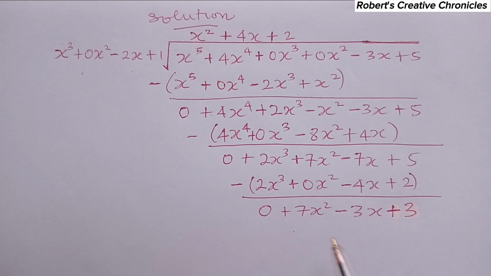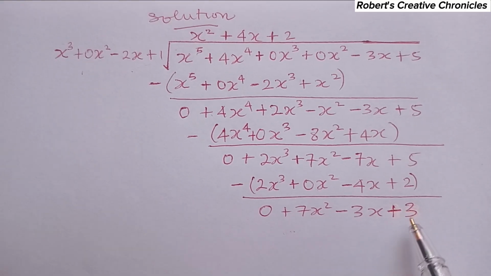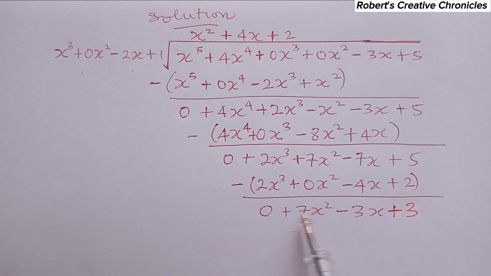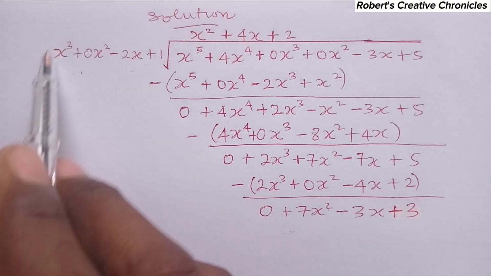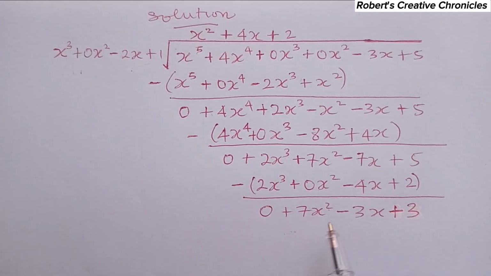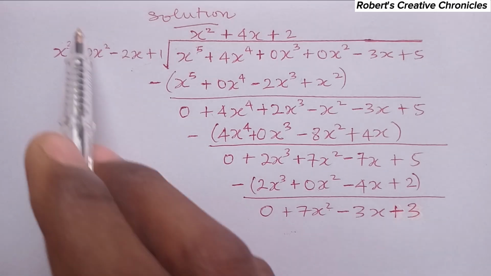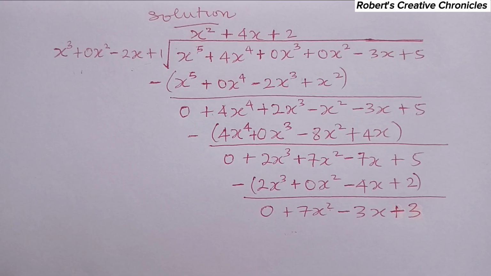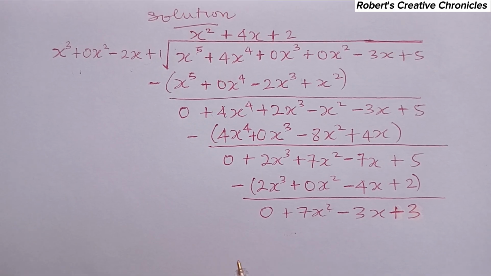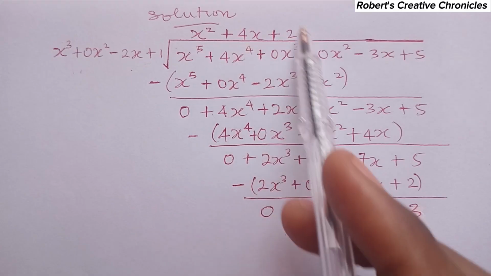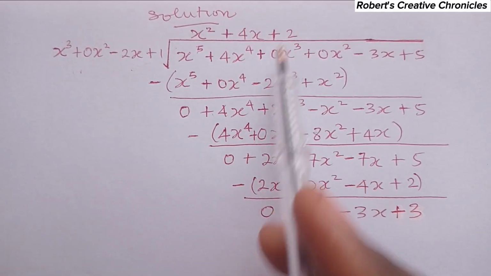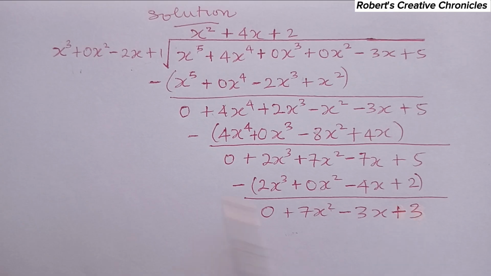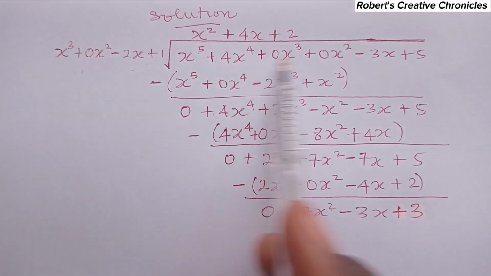So now this is the remainder, because we cannot divide any longer since the degree of this is less than the degree of the divisor. So since the degree of the remainder is less than the degree of the divisor, we will stop here. This one above here is the quotient. This is the remainder. This is the divisor, and this is the dividend.